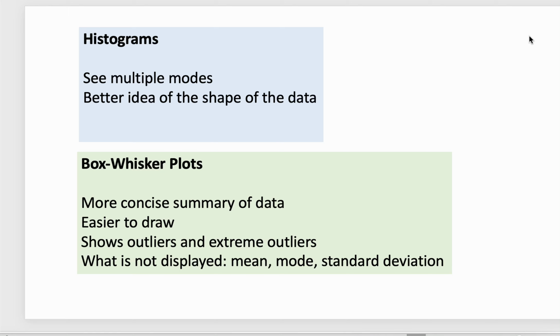So what are some good things about histograms? You can see if it's got one or two modes. It gives you a better idea of the shape of the data. Box whisker plots give you a more concise summary, that 5-number summary. They're easier to draw, and this is really important. They show outliers. On the downside, they do not show you the mean or the mode or the standard deviation.